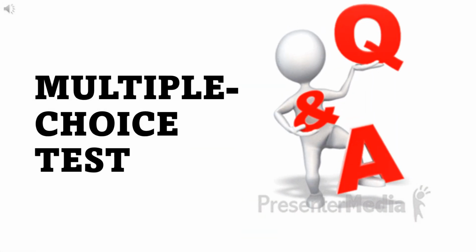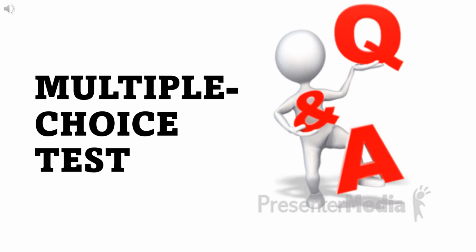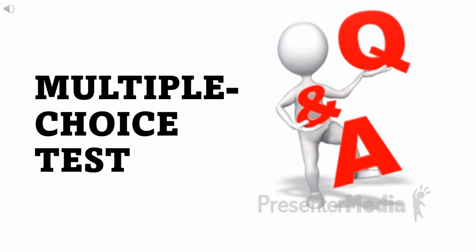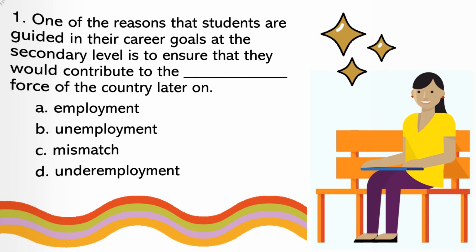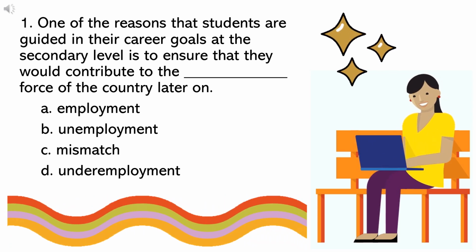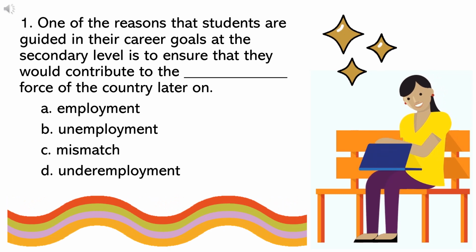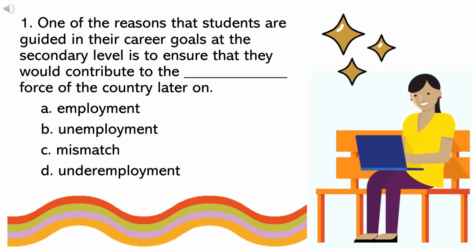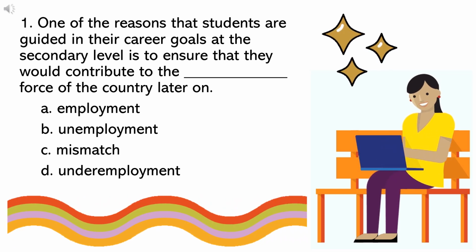Before we continue, let us answer the multiple choice test to check on your prior knowledge about the lesson. Now, choose the letter of the best answer. Write your answer on a separate sheet of paper. 1. One of the reasons that students are guided in their career goals at the secondary level is to ensure that they would contribute to the blank force of the country later on. A. Employment, B. Unemployment, C. Mismatch, D. Underemployment.